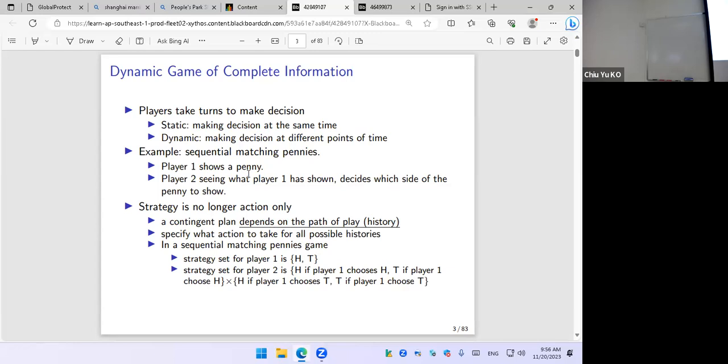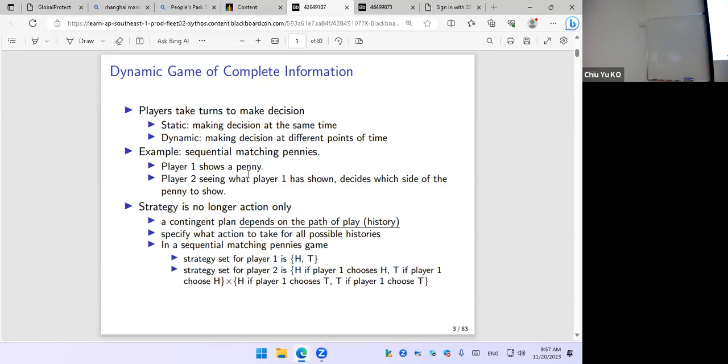And another thing is player 2's strategy is no longer an action, head or tail. It depends on what player 1 does, right? If player 1 shows the head, player 2 shows the head. If player 1 shows the tail, player 2 shows the tail, right? So it depends on what has been done, right? Because the strategy will be a little bit more complicated, as you will see, okay? So it's no longer action only. Its action depends on history, or what has been done, okay?